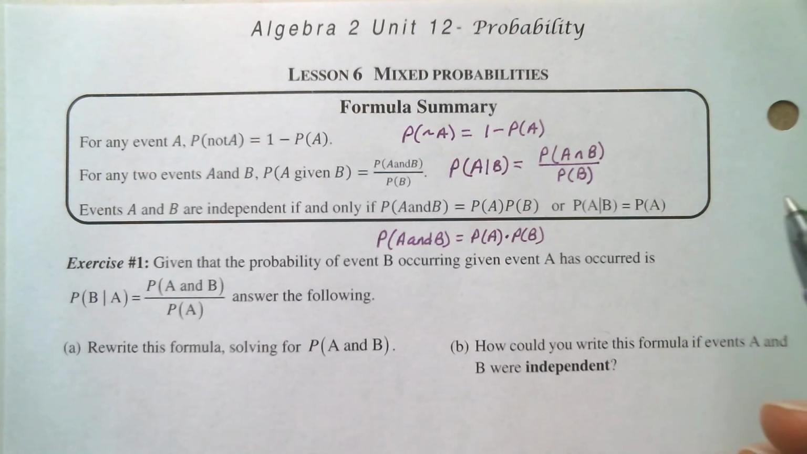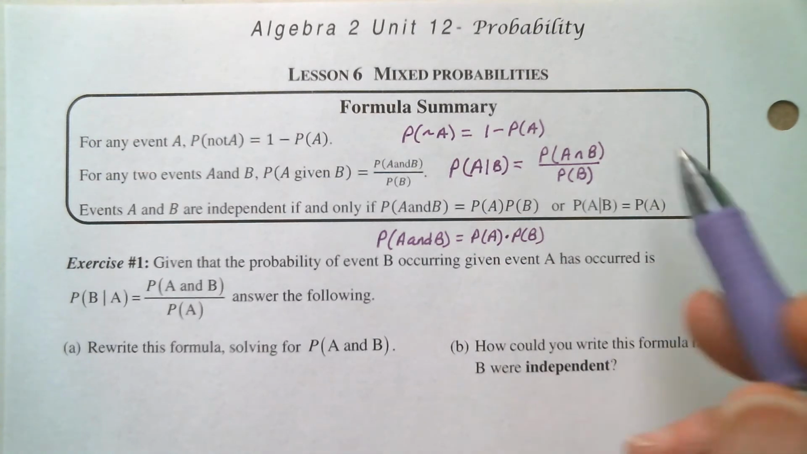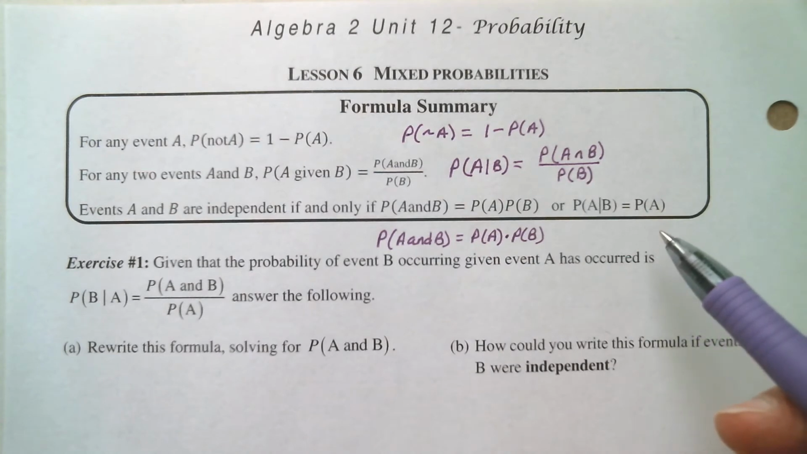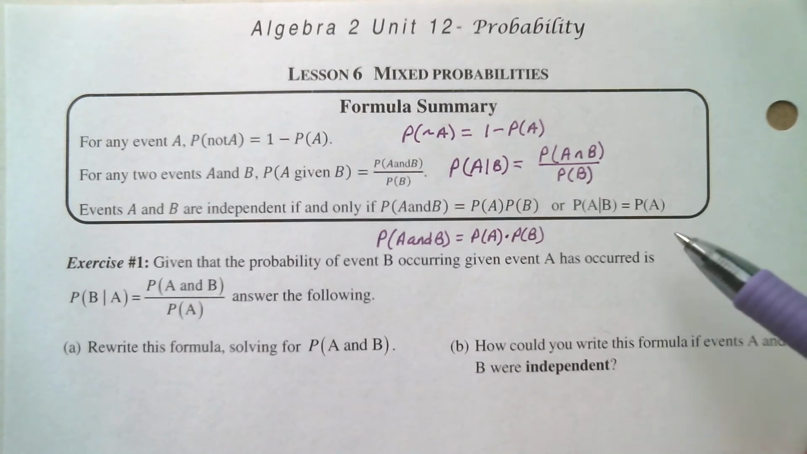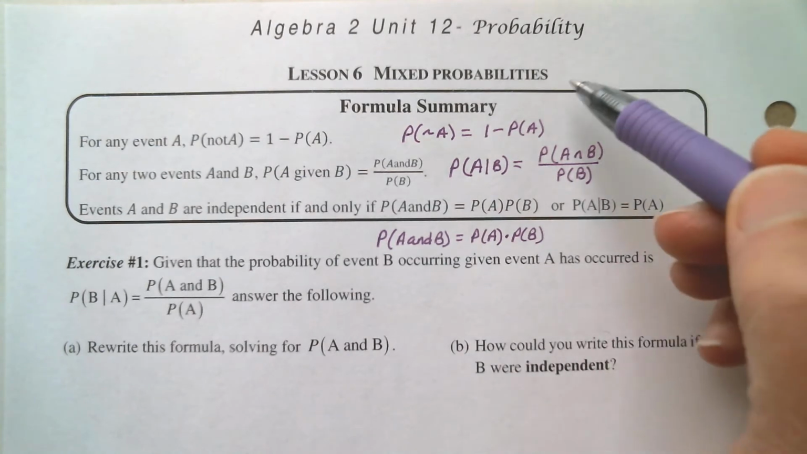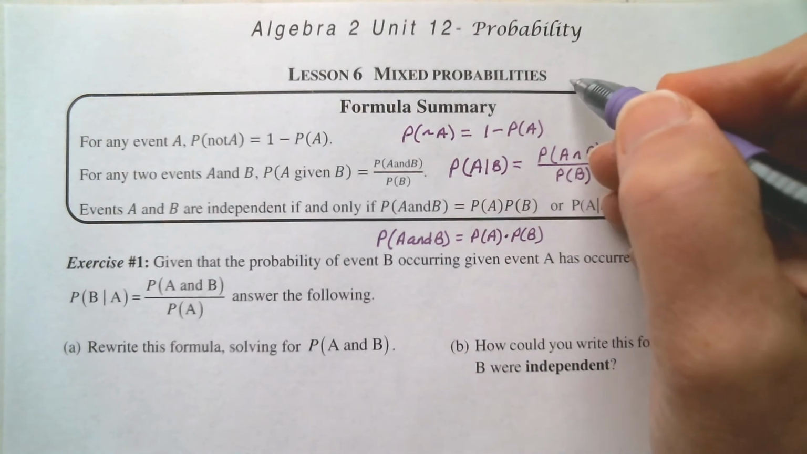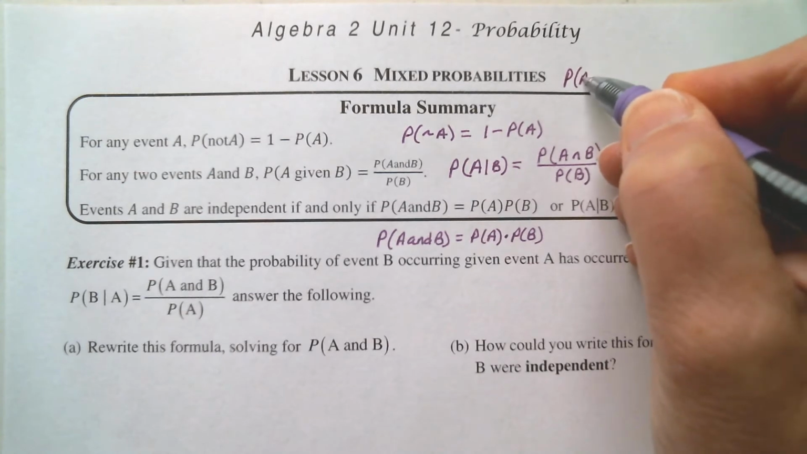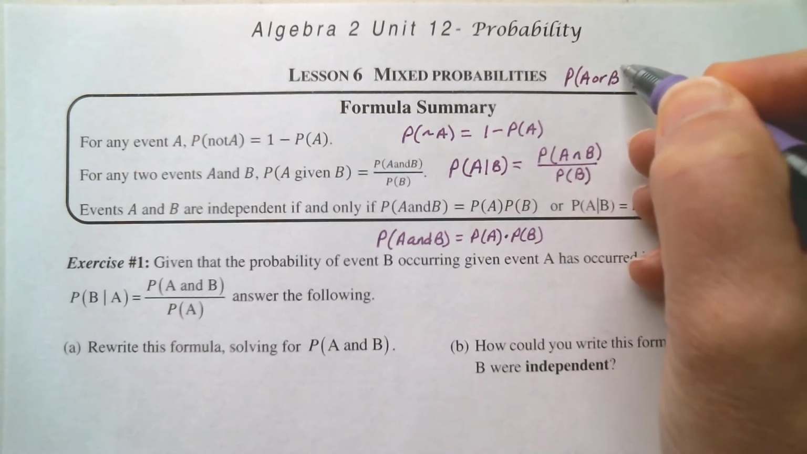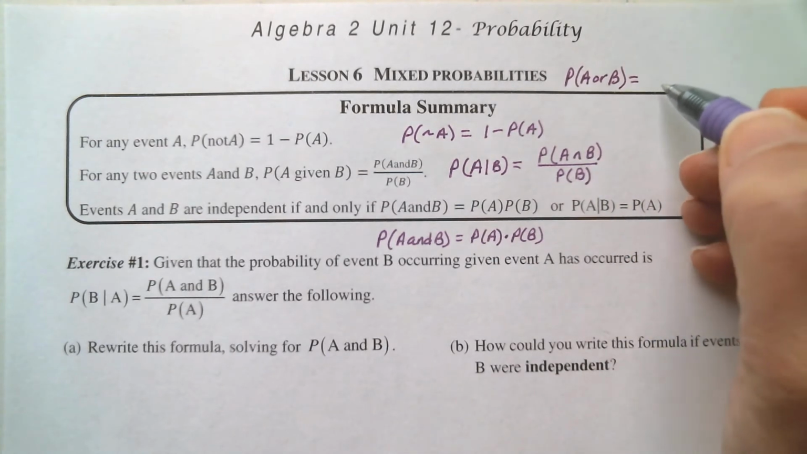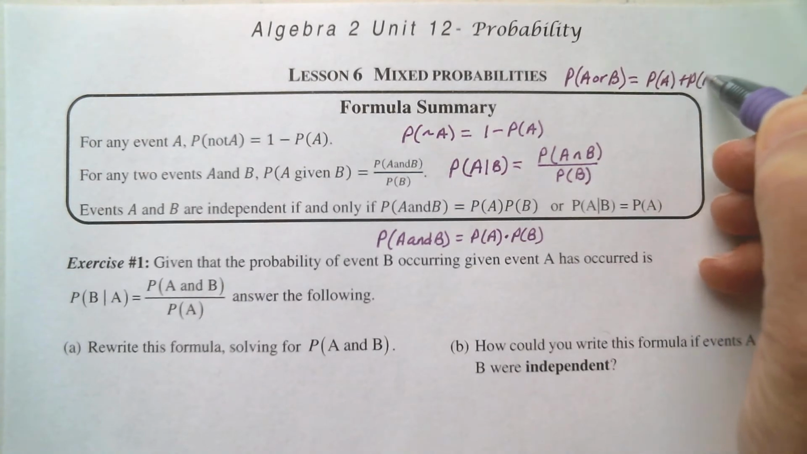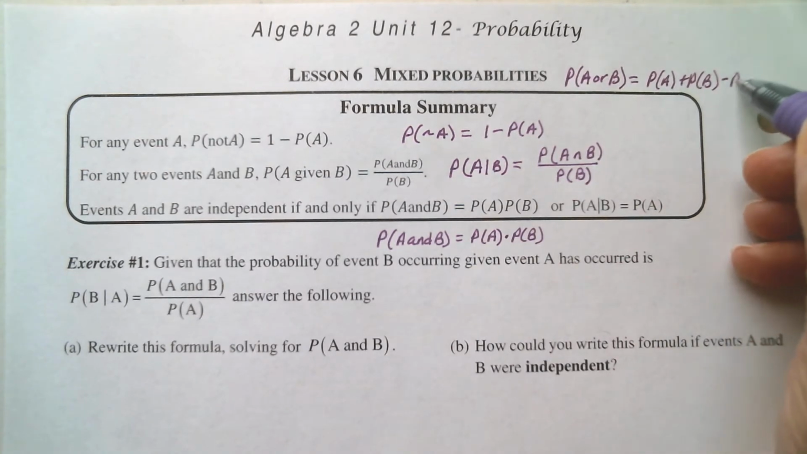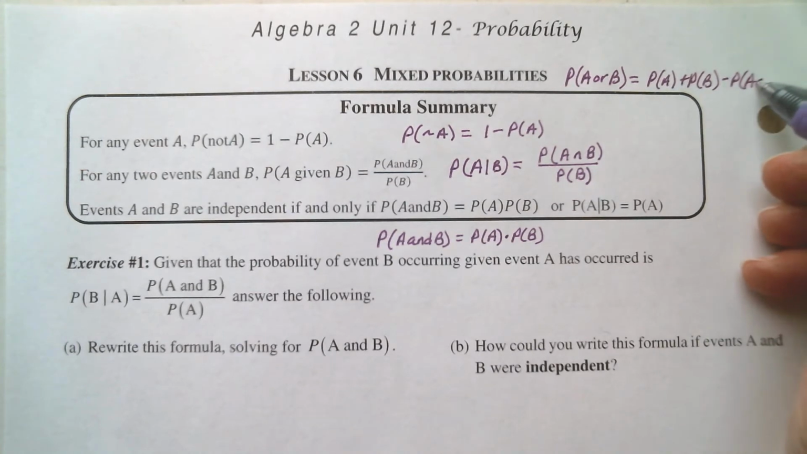And the one that isn't in the formula summary, that we haven't used in a little while, I'll just put it up here, is, remember, the probability of A or B is equal to the probability of A plus the probability of B minus the probability of A and B.